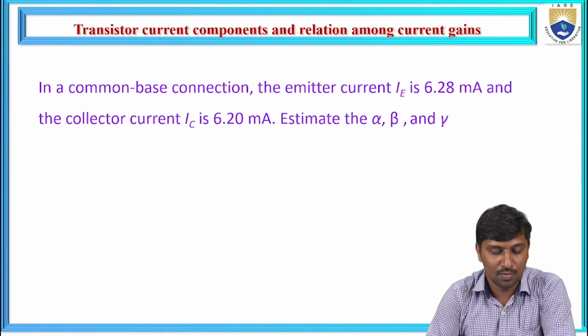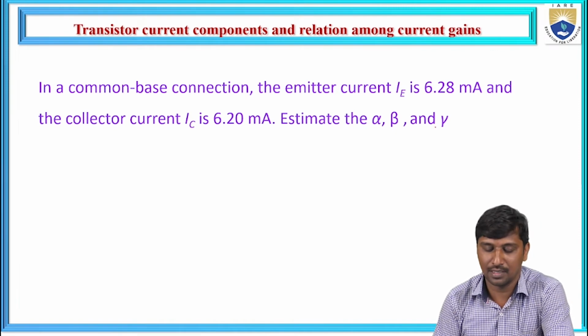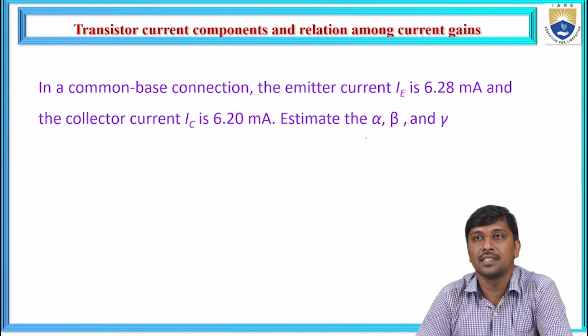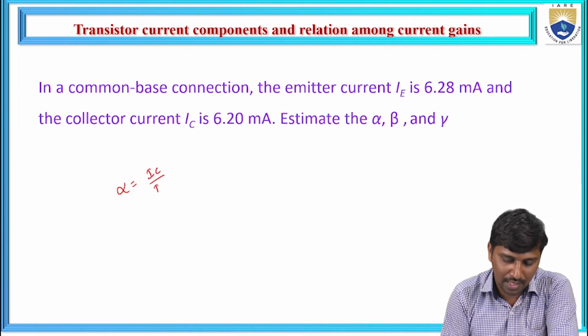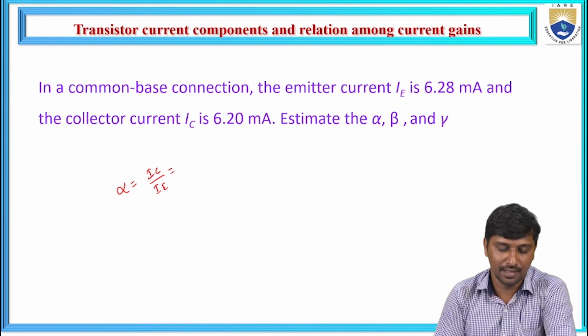Now again, another problem. In a common base connection, the emitter current is 6.28 milliamperes and the collector current is 6.20 milliamperes. Estimate alpha, beta and gamma. We discussed some relations between alpha, beta and gamma, but here they have given only the common base configuration. In a common base configuration, alpha is equal to the ratio of collector current to the emitter current. That gives the common base DC current gain, that is alpha.